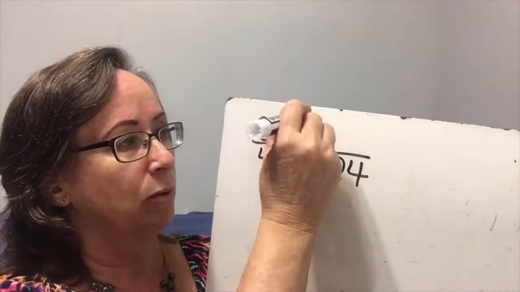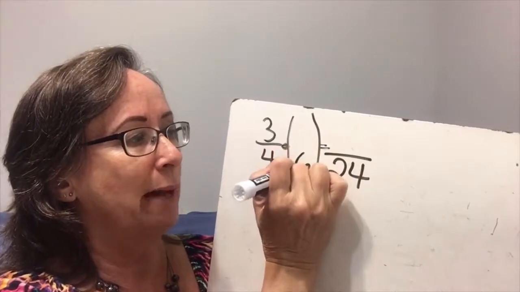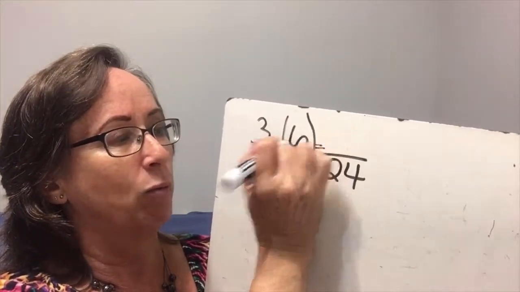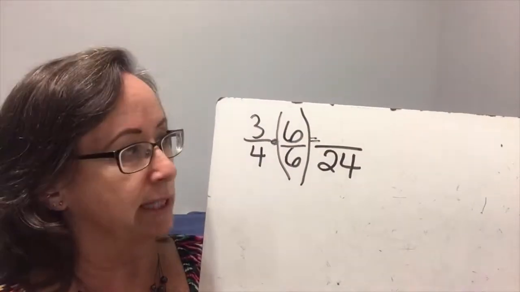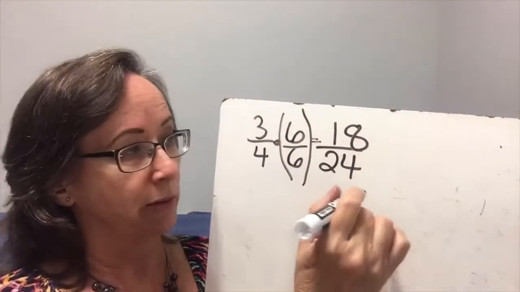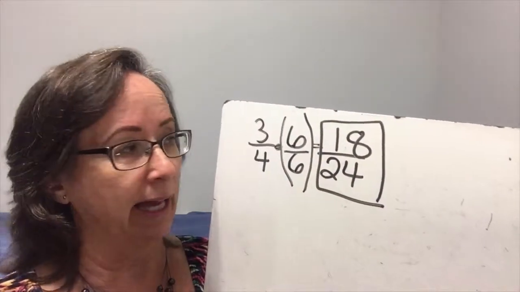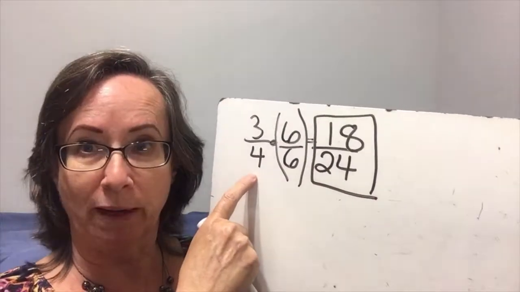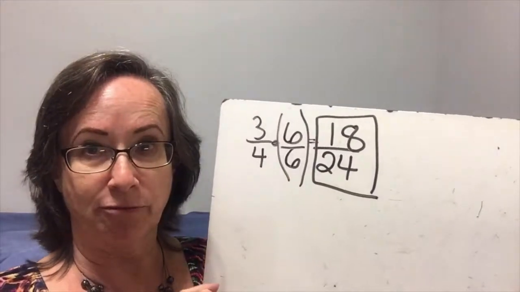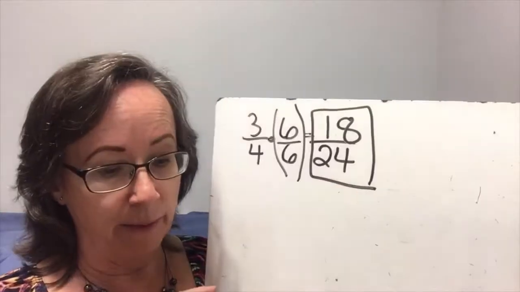So we know that 4 times 6 is 24. So I'm going to multiply by 1 in the form of 6 over 6, which is going to give me 18/24. And 18/24, when I simplify it, will become 3/4. They are equivalent fractions, but this one has the desired denominator on the bottom.